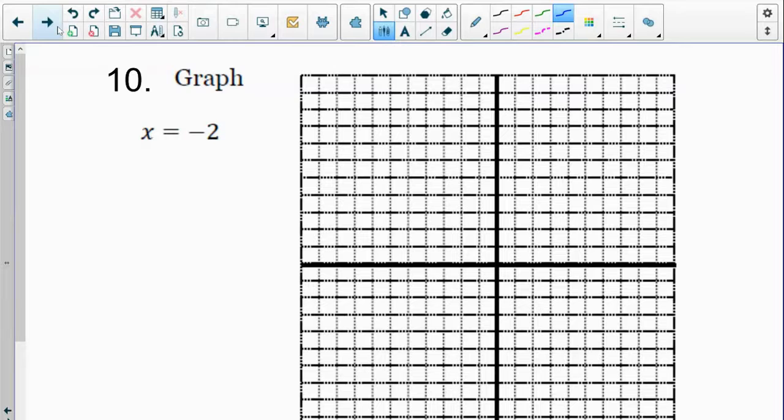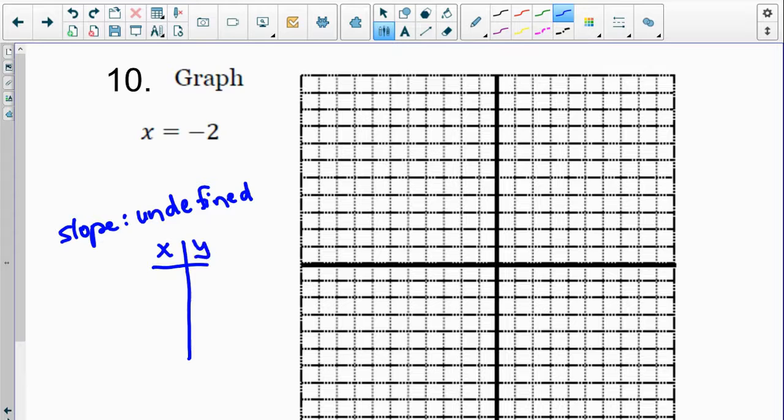All right, and our final example, number 10. This time we're graphing the equation x equals negative 2. This is also like one that we saw earlier with our examples, where we found out that if you can't write it as a y equals equation, that means our slope is undefined, and it will not have a y-intercept. So this one's a little bit harder to use that slope-intercept method of graphing because you can't. Instead, let's use a table of values to help us see what this would look like.